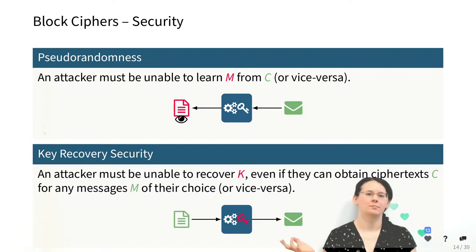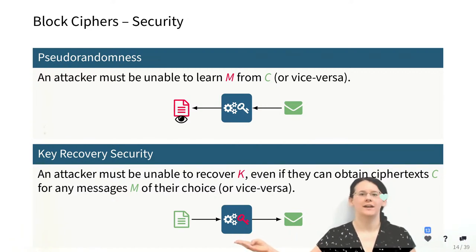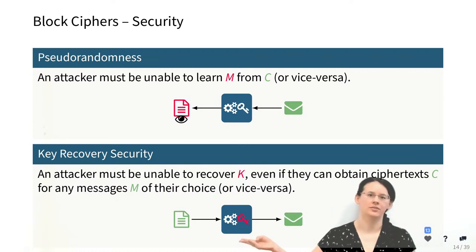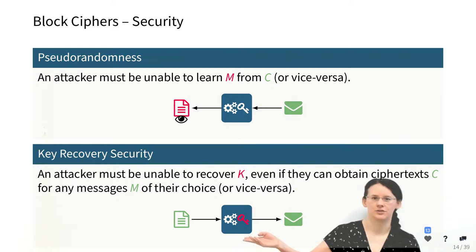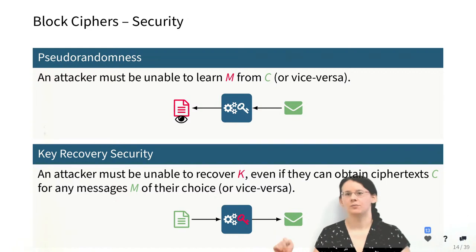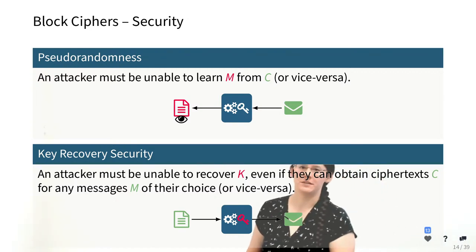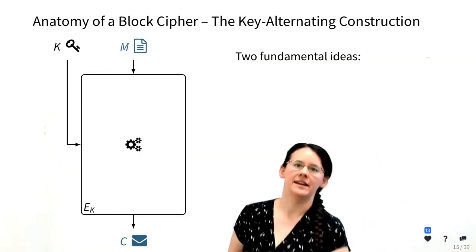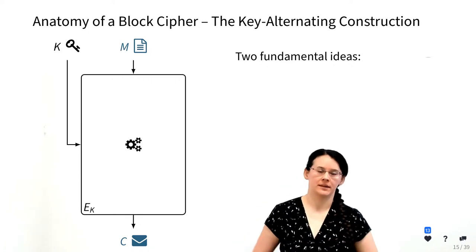But if you do learn something by some outer circumstances, you should still not be able to extend it to learn anything that would be useful beyond this. For example, the key, because the key would allow you to read anything in the future. This shouldn't be possible. So let's have a look at how to build such a block cipher, or more specifically at the anatomy of a block cipher.